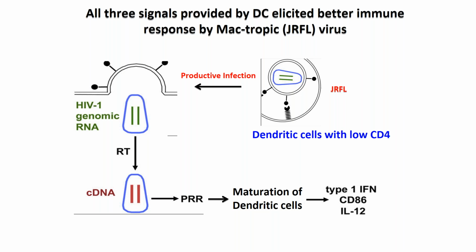So in this study, we think that the M-tropic virus, which is GRFL, because of its capacity to infect dendritic cells, can enter productively into dendritic cells, and within dendritic cells, the viral genome is reverse transcribed and the cDNA is formed, which is recognized efficiently by pattern recognition receptors, and this leads to the maturation of dendritic cells. These dendritic cells are now able to provide all three signals sufficiently to the naive T cells, resulting in better T and B cell responses.